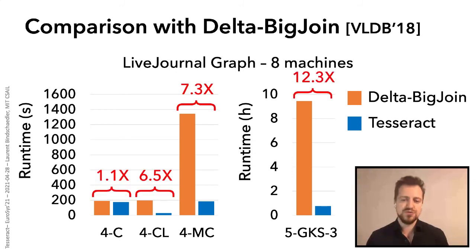This is due mainly to 2 things. First, Delta BigJoin workers need to exchange intermediate candidates at each iteration, which means that there's a multiple of the edge table size that needs to be shuffled across workers several times over the course of the execution. And we measured this to actually be terabytes in some cases. The second reason is that for algorithms that are more selective, such as label cliques or graph keyword search, Tesseract can prune explorations much earlier than Delta BigJoin can.